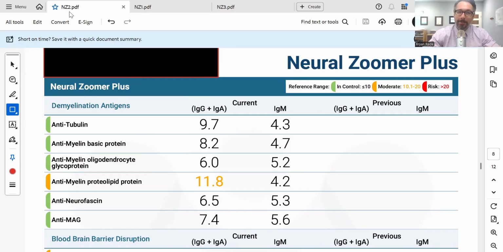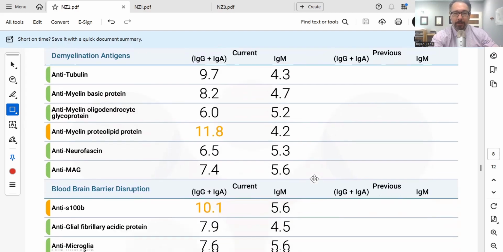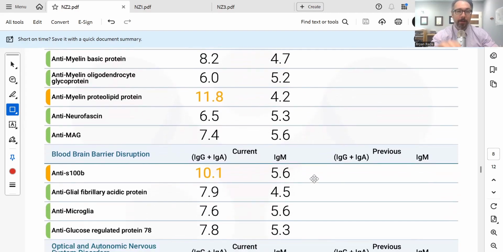I will now move through the markers here for this particular patient and give you a better sense of all the things that are tested for. So the first section here is the demyelination antigens, as already discussed. The next section here is looking at blood-brain barrier disruption.